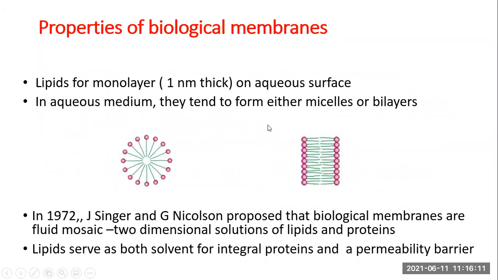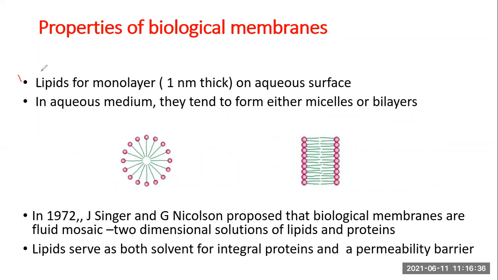The next thing that comes is, what are the properties of biological membranes? Now you know that biological membranes are made up of a lipid bilayer, periodically embedded in it, either embedded or loosely bound, are proteins, and attached to the protein as well as lipids, you have some amount of carbohydrate. So what are the properties of these biological membranes?